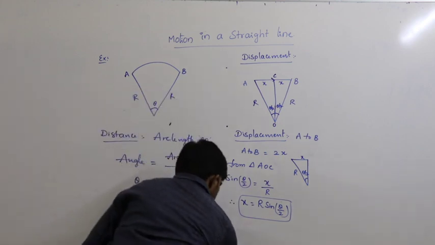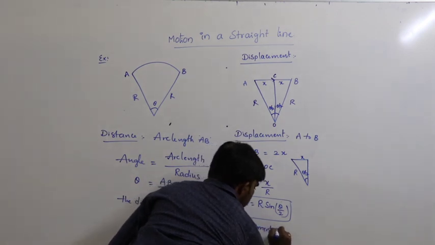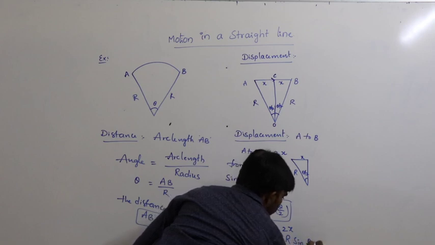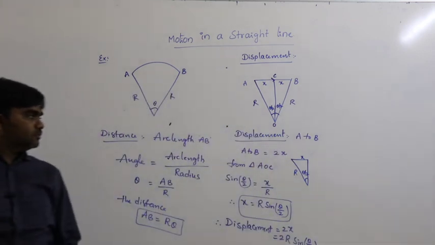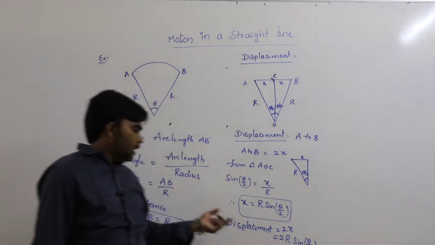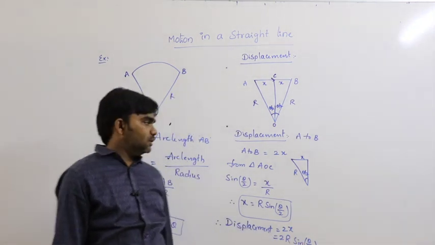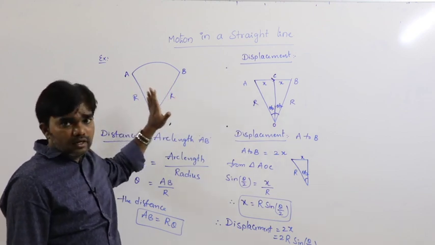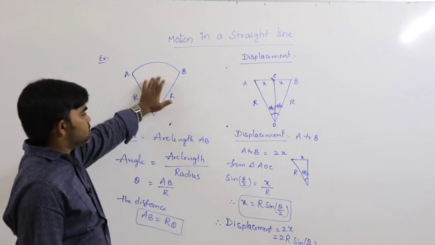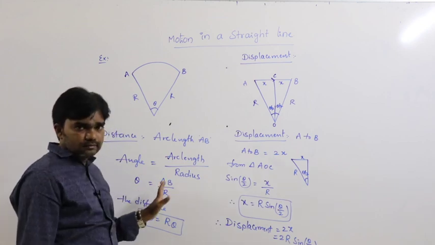Therefore, the displacement is equal to 2x, that is equal to 2r sin theta by 2. This is the displacement. The distance is r theta and the displacement is 2r sin theta by 2. This is the way to calculate the distance and displacement in different situations. So like this. So got it?